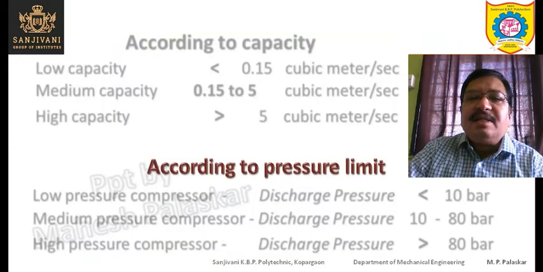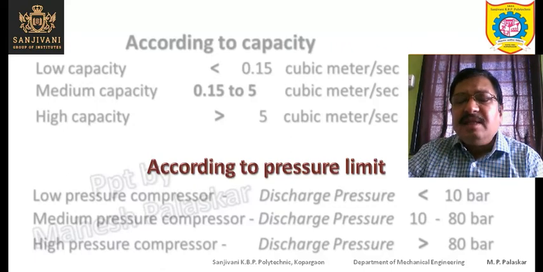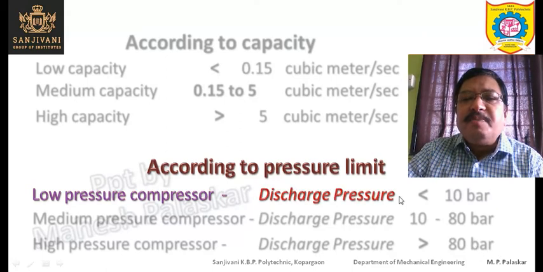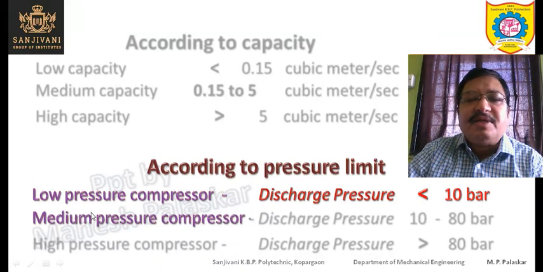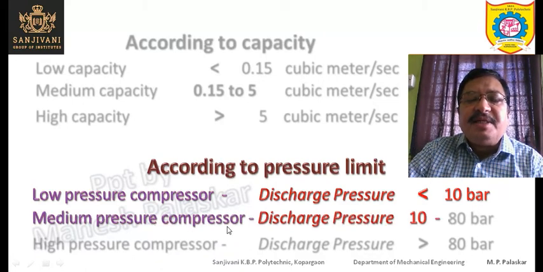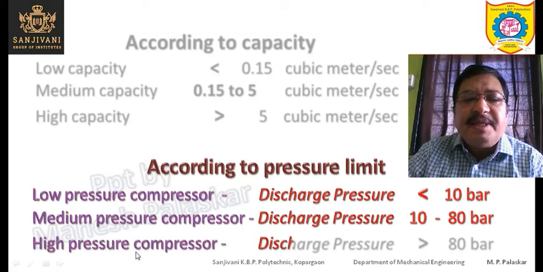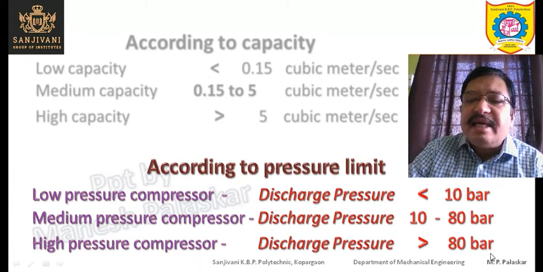The compressors are also further classified on some other basis. First of all, according to the pressure limit: a low pressure compressor is one where the discharge pressure is less than 10 bar. A medium pressure compressor is one where the discharge pressure lies between 10 bar and 80 bar, and a high pressure compressor is one in which the discharge pressure is greater than 80 bar.